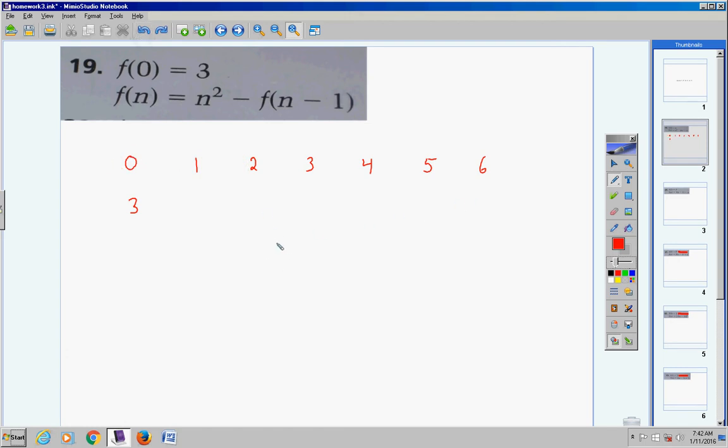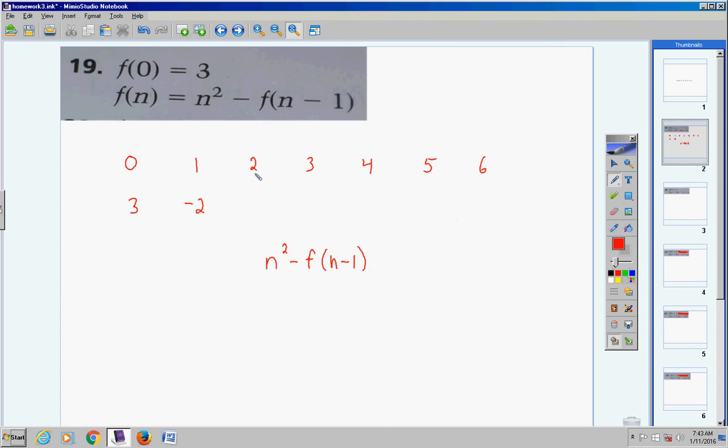So here's my function. Let's go ahead and write this. n squared minus f of n minus 1. Let's do our usual copying here. And let's get after it, okay? Here we go. Let's substitute 1 in for n. 1 squared is 1, minus, now put a 1 right here. 1 minus 1 is 0, so we really have f of 0. What is f of 0? 3. So 1 minus 3, negative 2. Alright, so there we go. Moving on to the next value.